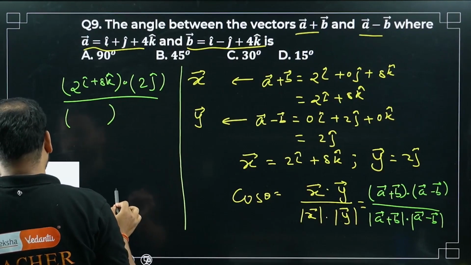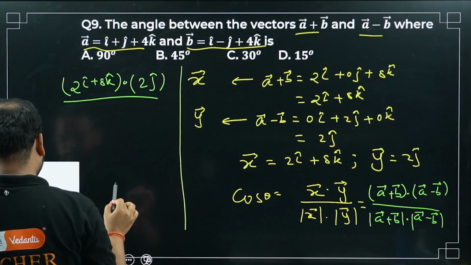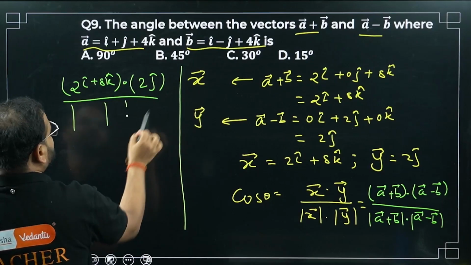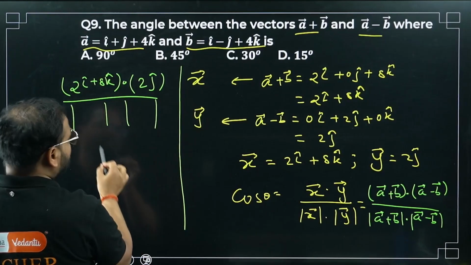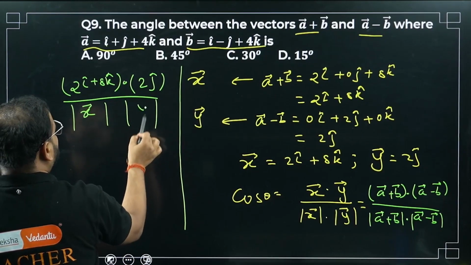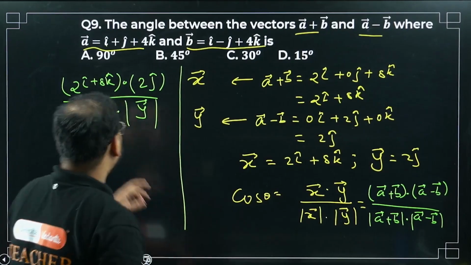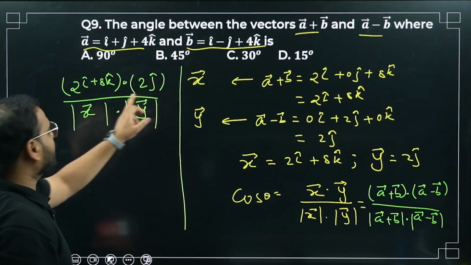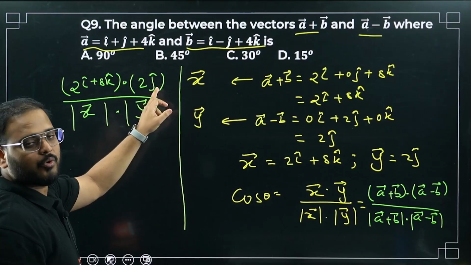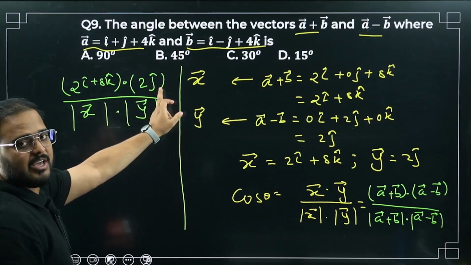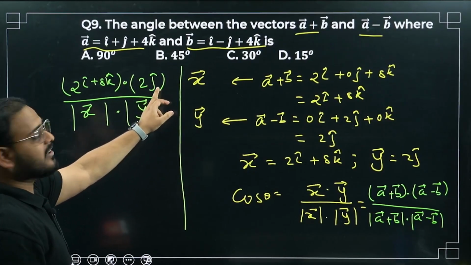Whatever it is, doesn't matter. How come it doesn't matter, sir? I'll show you. The denominator is mod of X into mod of Y. Tell me here, I with j is 0, k with j is 0. There is no j in the first one, and there is no i and k in the second one.